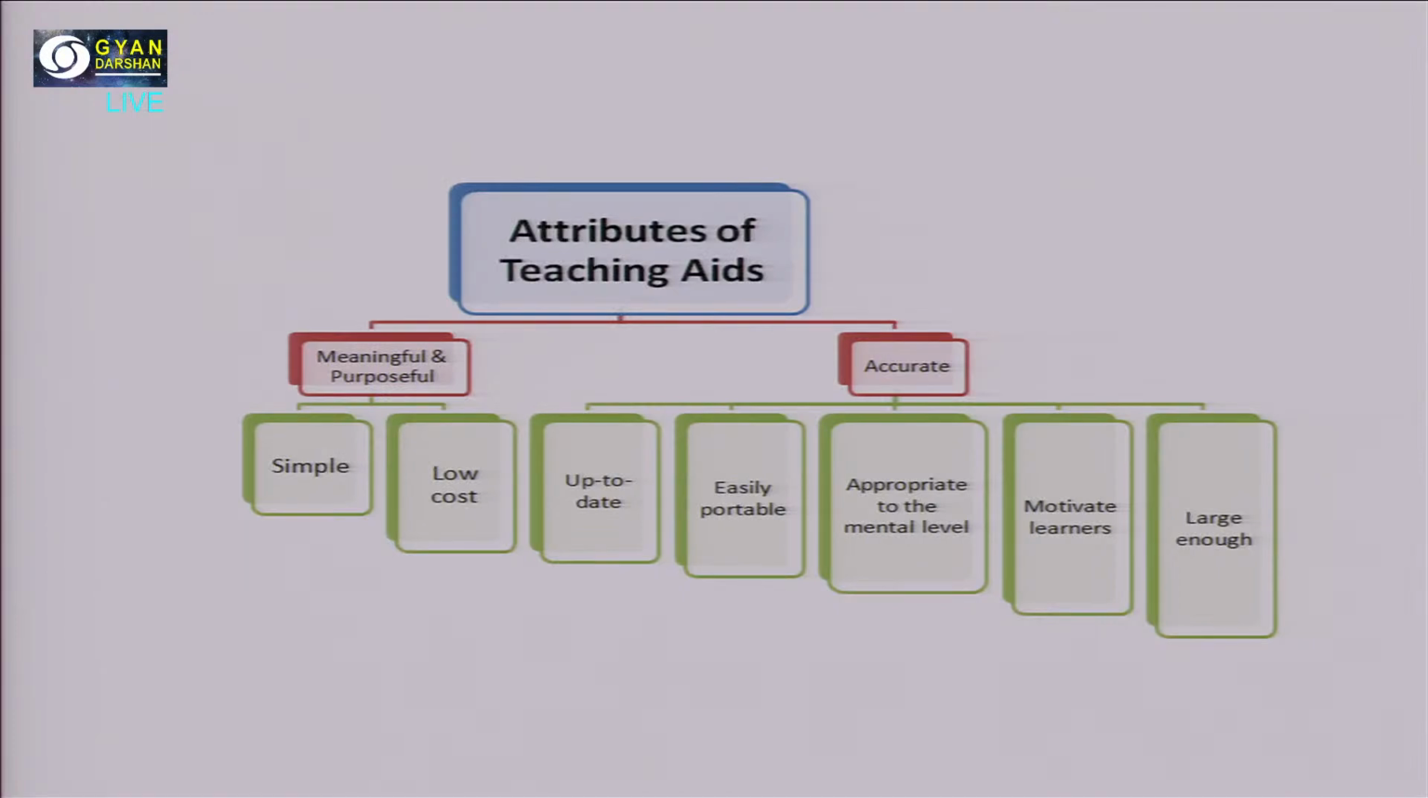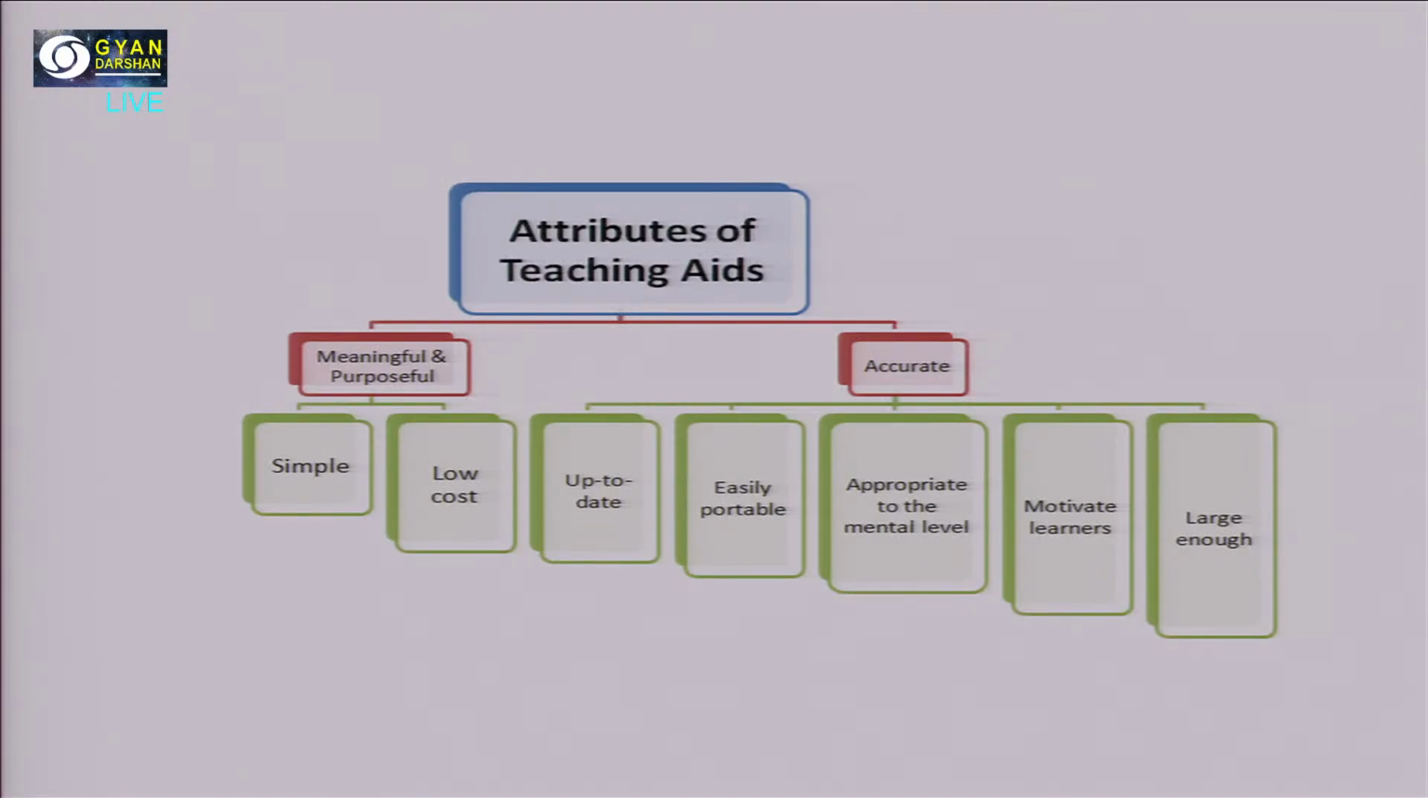So, the positive transfer of learning. Why do we learn? It is because we want to transfer learning to real life situations. This type of positive transfer of learning is possible through the use of teaching aids. Then, discipline in the classroom can be maintained by the use of teaching aids. So we have seen why these teaching aids are important.